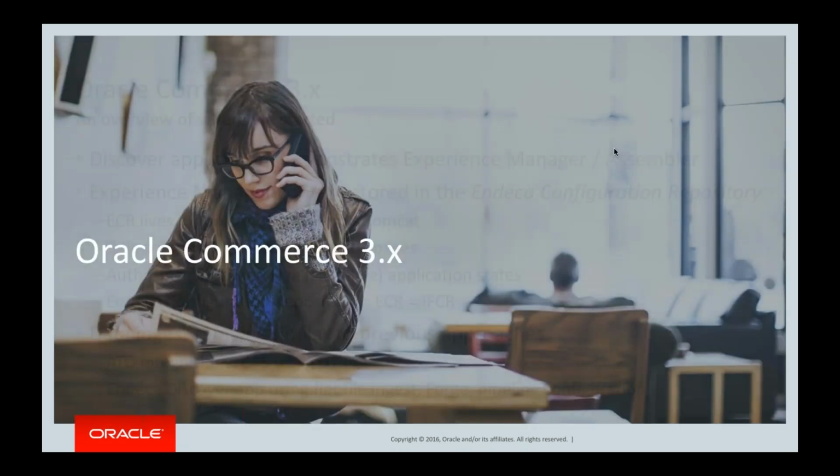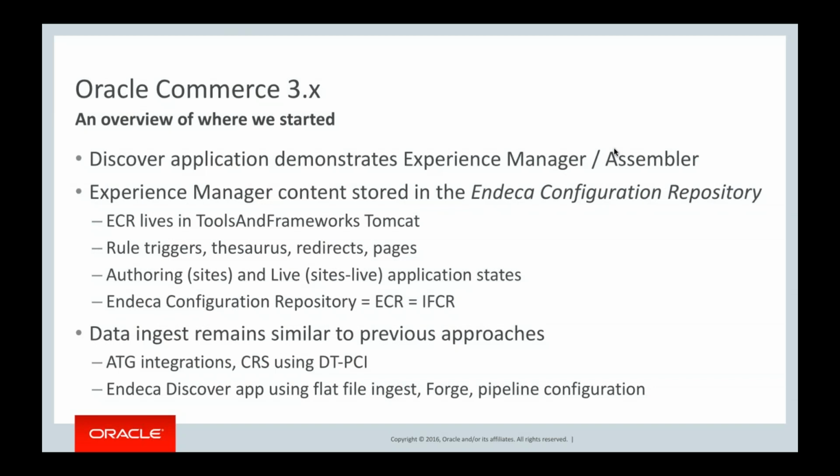So in terms of where we're at with 3.x, where we're coming from, as many of you are probably aware, 3.x used the Discover application as the demo application. Even in 11.x, a lot of the content is stored in the ECR repository, as old heads call it. I call it the ICR repository, where we store rules, triggers, thesauruses, redirects, your content pages. We keep up there not only your authoring, but also your live and draft content.